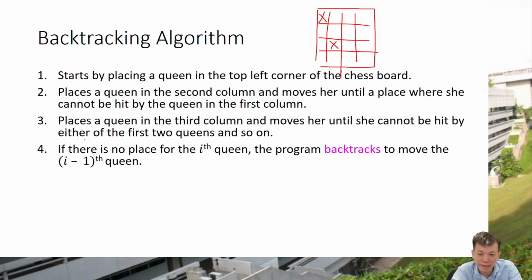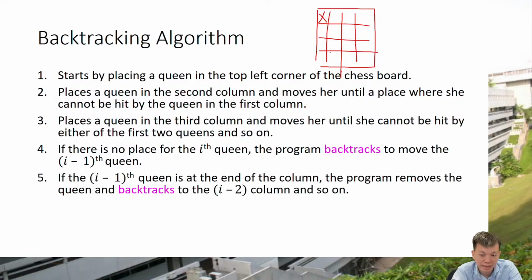So if there's no place for the third queen at this moment, that means the program needs to backtrack to the earlier one and then find a new position. So I have to backtrack. That means I have to remove this one, then add a new position. Then I have to carry on searching. This is the next possible position.